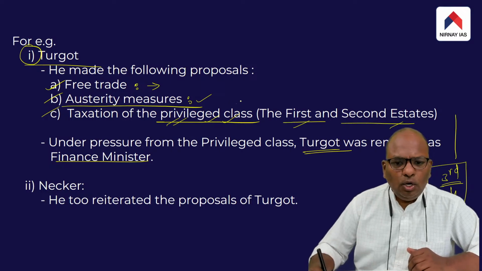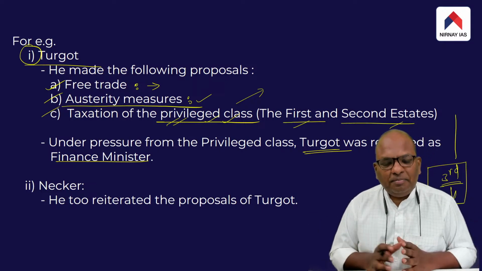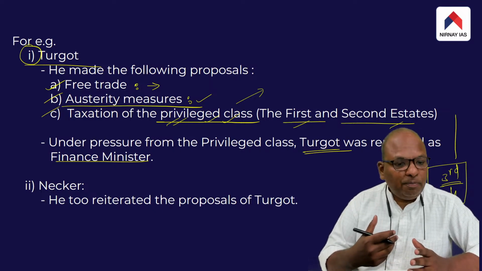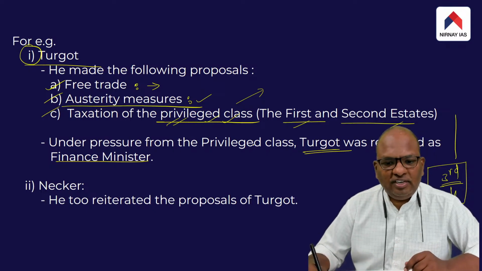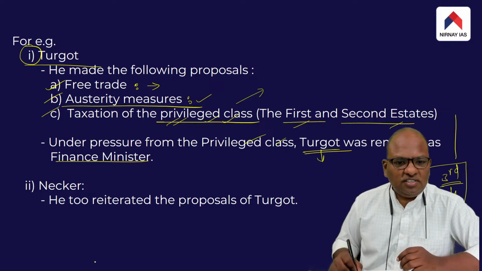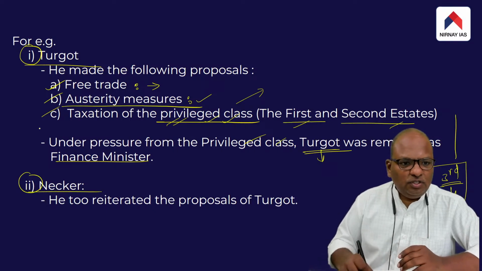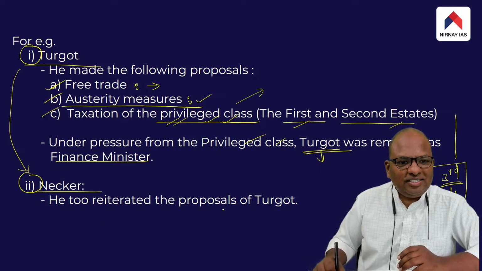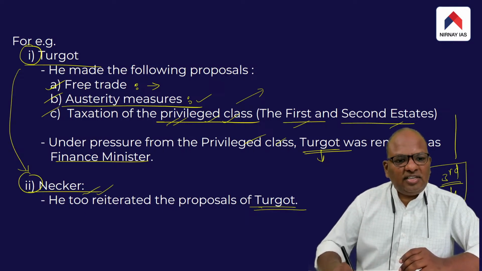Basically, Turgot was the one who recommended the government to impose taxes on the privileged classes, but all of these privileged classes ganged up against Turgot. They put pressure on the king to remove him as a finance minister, and eventually, under the pressure of the privileged classes, Turgot was removed as finance minister. Then afterwards, the king later appointed one Mr. Necker as the finance minister. So after Turgot, Necker was appointed as the finance minister, but Necker too almost reiterated the same recommendations as that of Turgot.